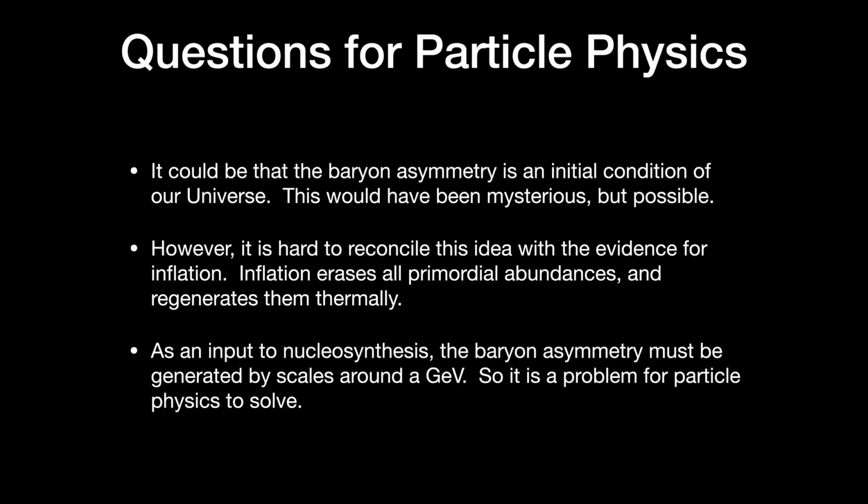So this question of why the baryon asymmetry exists is really a question for particle physics. It could be that it's an initial condition of the universe. That would have been very mysterious, but possible, but also probably not consistent with inflation. Inflation erases all of the primordial abundances and then regenerates them, typically thermally. So there's something that we need to do to generate a baryon asymmetry after inflation has already wiped out whatever was given to us by the initial conditions. As an input to nucleosynthesis, the baryon asymmetry must be generated by scales around a GeV. You could perhaps push that down to maybe 10 MeV or so, but I think that's pushing it. So it's really a problem for particle physics to solve.